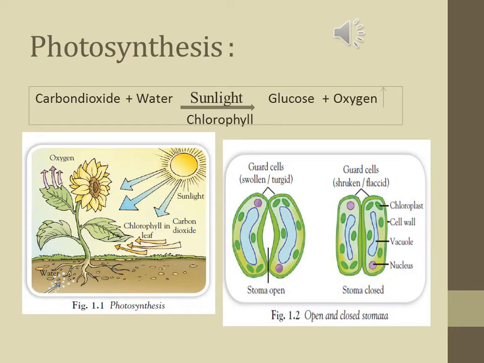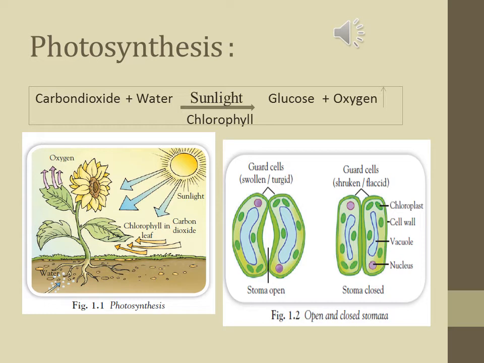Now we will see in detail about photosynthesis. Photo means light and synthesis means to prepare. It is the process in which plants use energy from the light of the sun and make their own food. That process is known as photosynthesis.